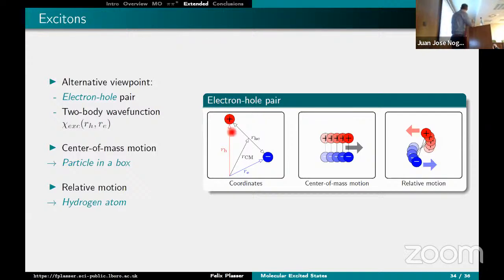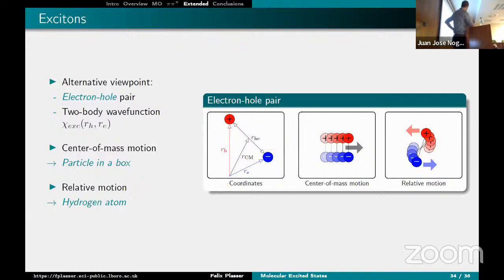where the hole is described by the coordinate RH, the electron is described by the coordinate RE. And then rather than looking at the orbitals, the HOMO and the LUMO, we can transform this, and we look at the relative coordinate, the electron hole separation, and the center of mass coordinate.